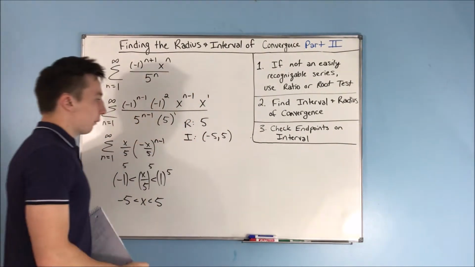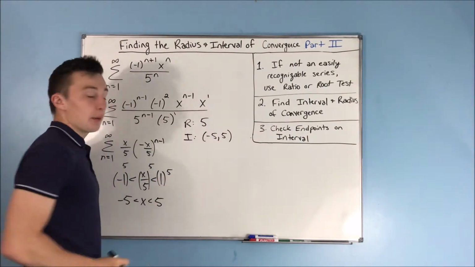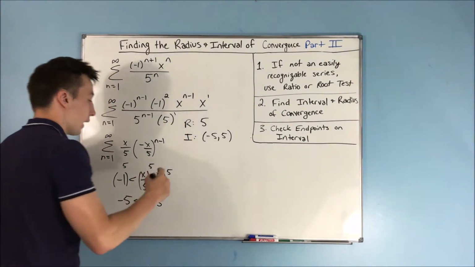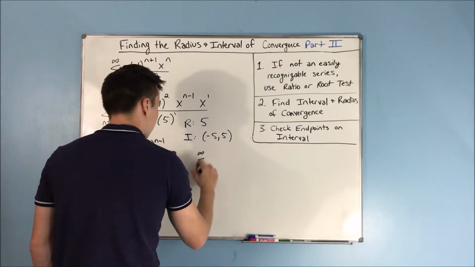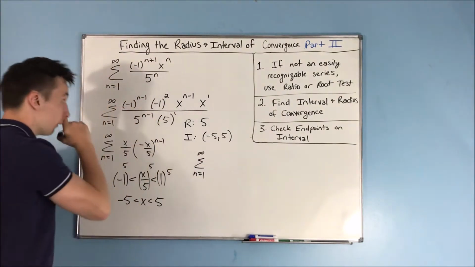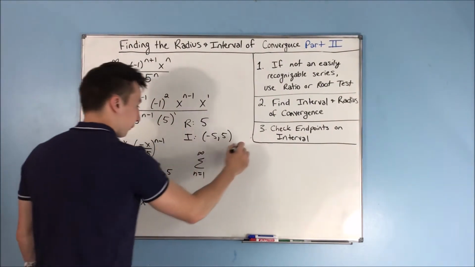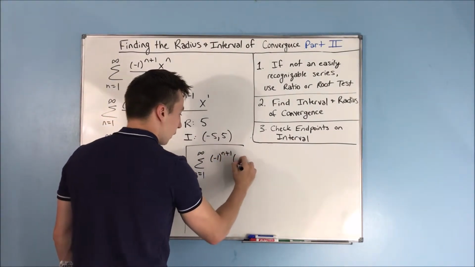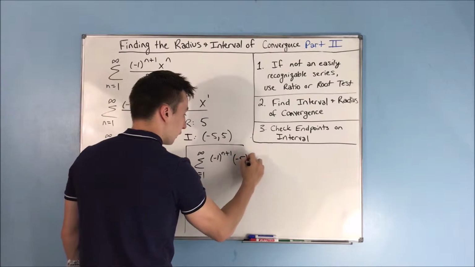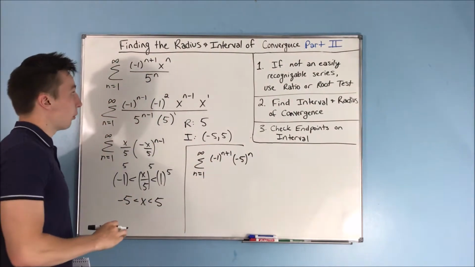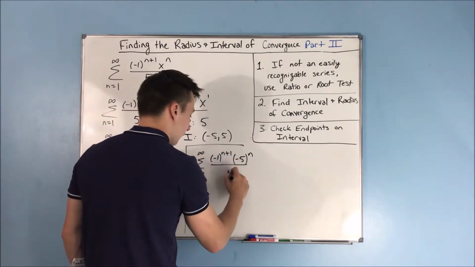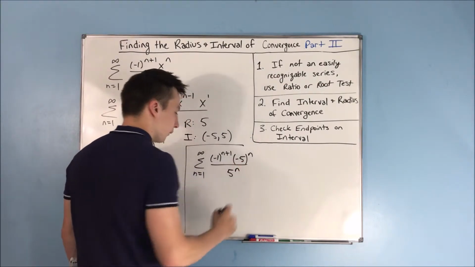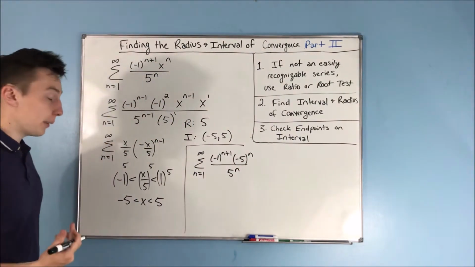Alright, so now we need to check these endpoints here, so we need to plug in one at a time into the series. We have the sum from n equals 1 to infinity of (-1)^(n+1) times (-5)^n, and we're going to plug in that first endpoint, and that's going to be over 5^n. Okay, now we can manipulate this a little bit.